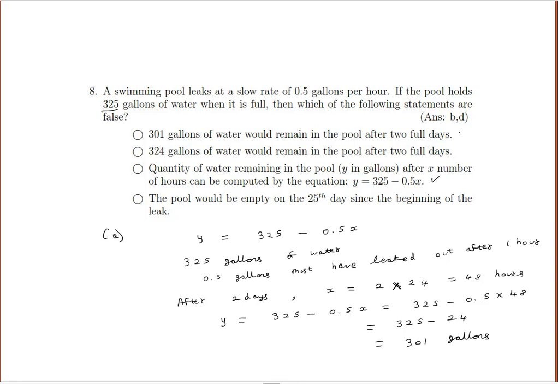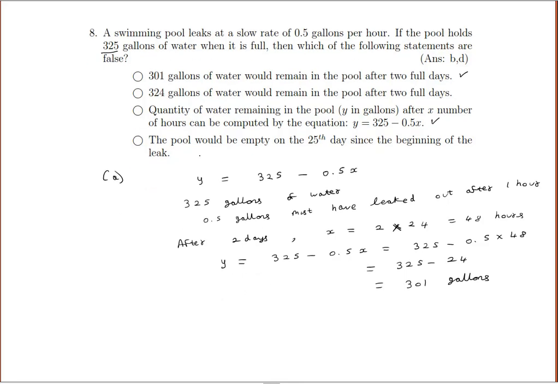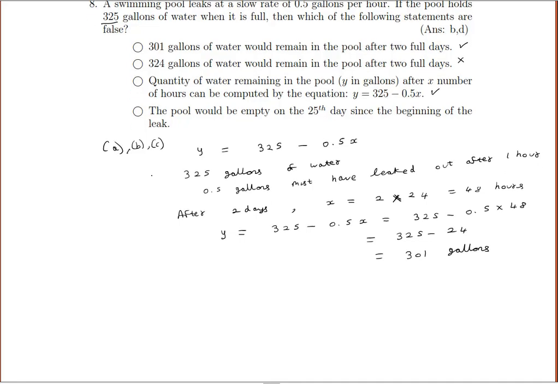So option A is correct and option B is false. 324 gallons of water will not remain, only 301 will remain. So option B is false. And going to option D, the pool would be empty on the 25th day since the beginning of the leak.